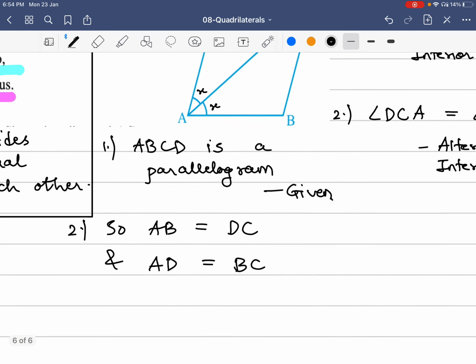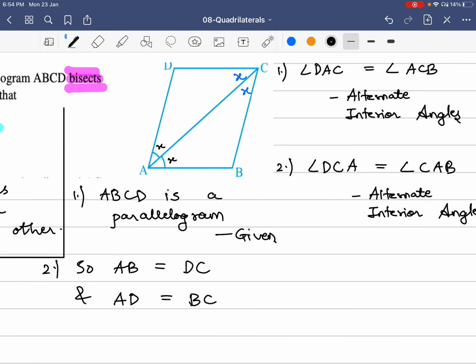Why is this the case? Because they are opposite sides of a parallelogram. So this is a property of a parallelogram that opposite sides are equal to each other. So let me mark it. In fact, let's use a different color. So that's clear. AB is equal to DC and AD is equal to CB.